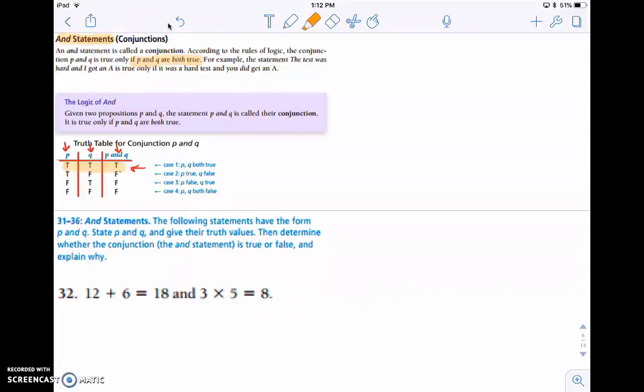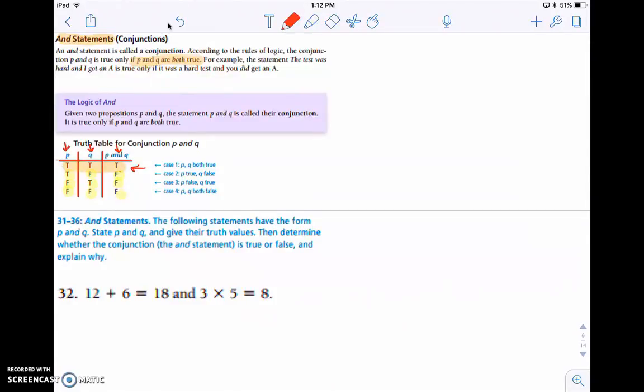If I were to jump down and look at this one here, P is false, Q is true, then P and Q is going to be false because one of them is not true. And if they're false and false, obviously you get false. True and false will be false also. So the only time that an and statement is true is when both are true.